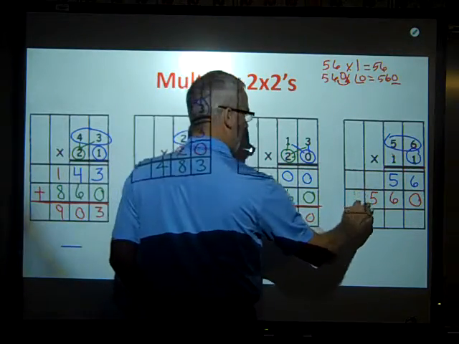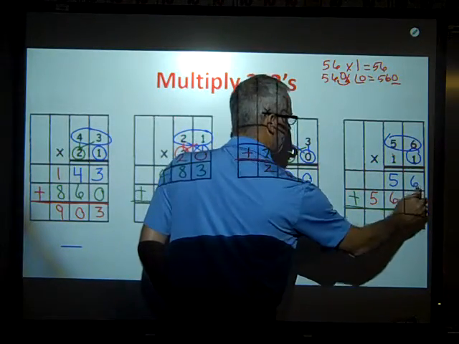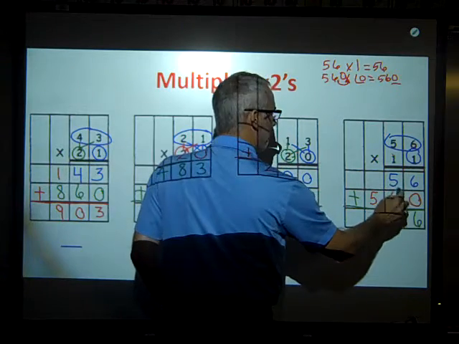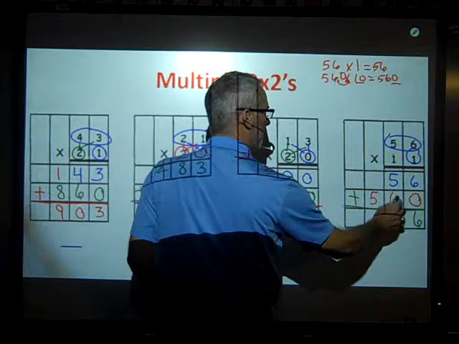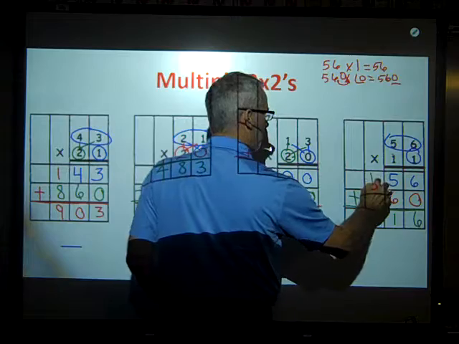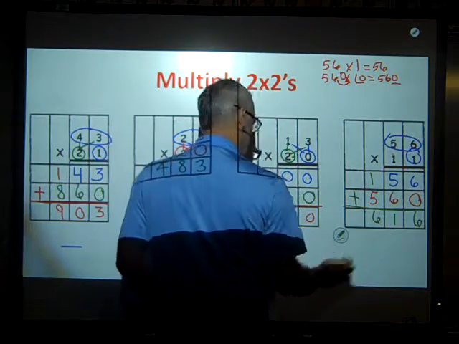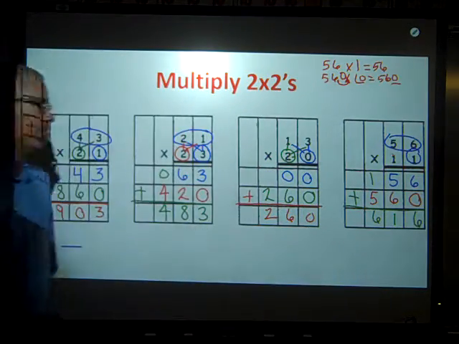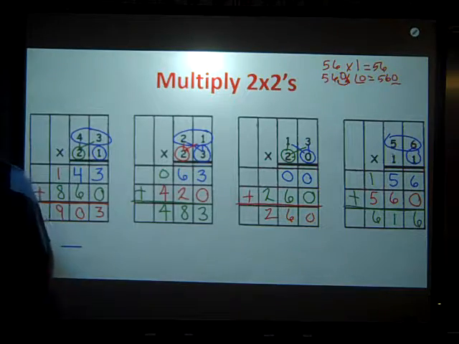Last step. Yep. Add them up. 6 plus 0, 6. 5 plus 5 is 10 plus 1 more, 11. 11, carry the 1. 5 plus 1, 6. So my answer is 616. Okay? Woohoo. That makes sense?